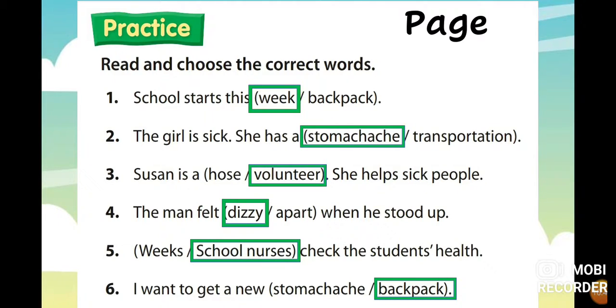Okay, excellent. Let's review. Number one, school starts this week. Number two, the girl is sick. She has a stomachache. Number three, Susan is a volunteer. She helps sick people. Number four, the man felt dizzy when he stood up. Number five, school nurses check the students' health. And number six, I want to get a new backpack.